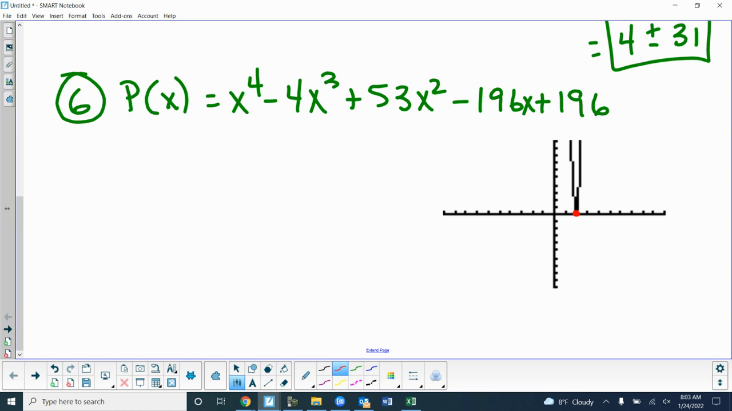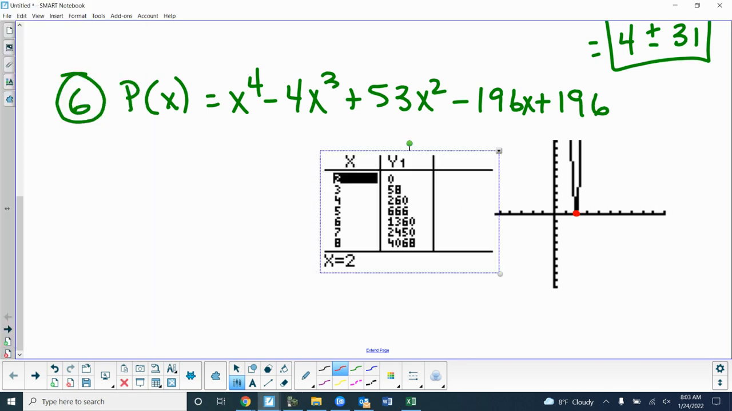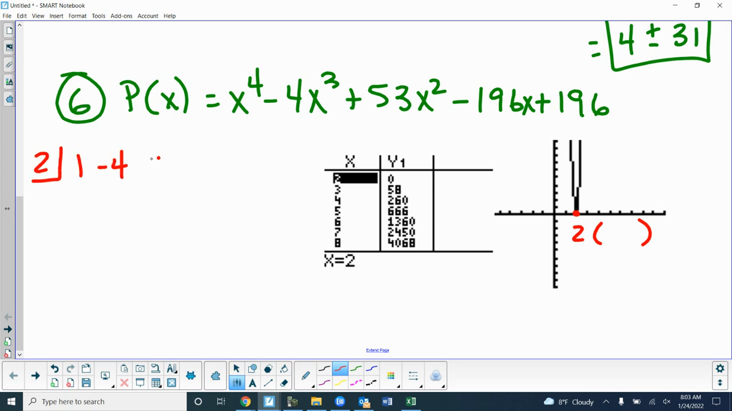Okay. So again, just checking to make sure, looking at my table. Yeah, 2 is the correct 0 there. And it's got to work at least twice, multiplicity, right? Because it bounced. When it bounces, it's got even multiplicity. So this could be a 2 or a 4 times that it works. 4, 3, 2. I don't have to add any zeros. Make sure you check that.